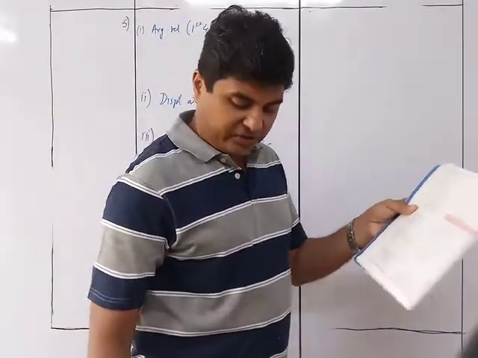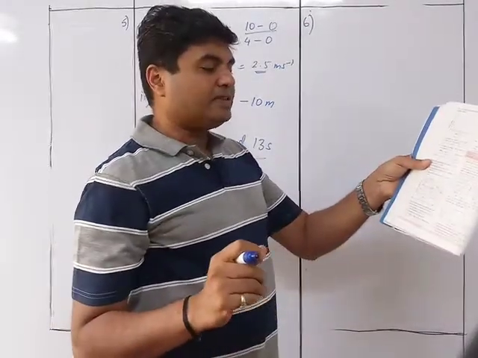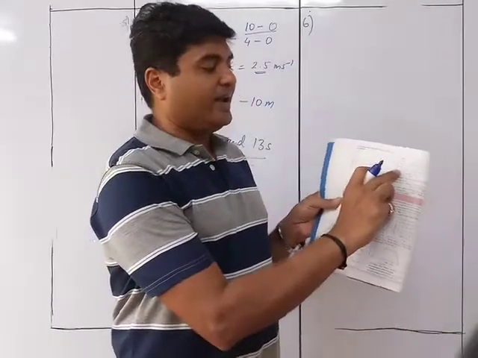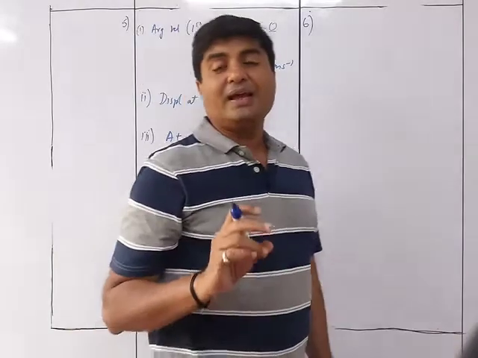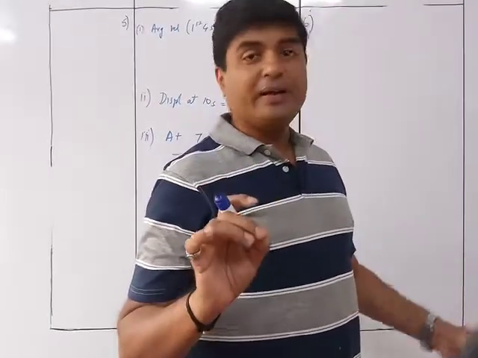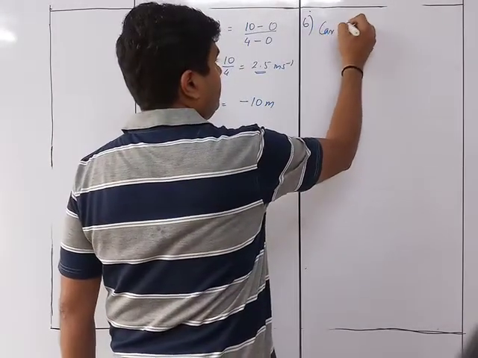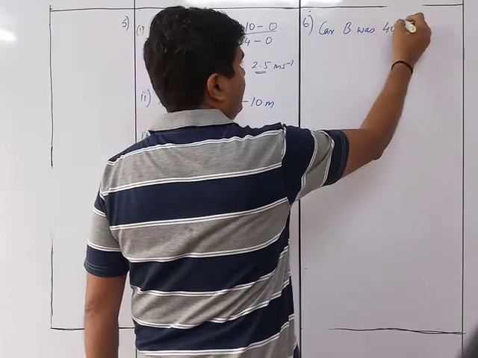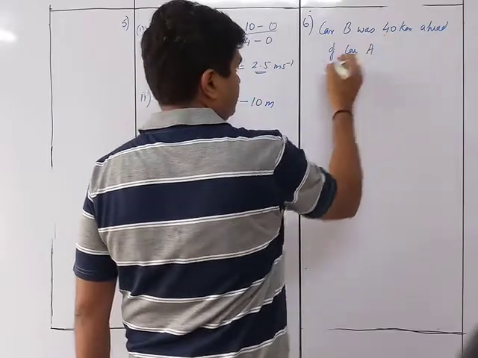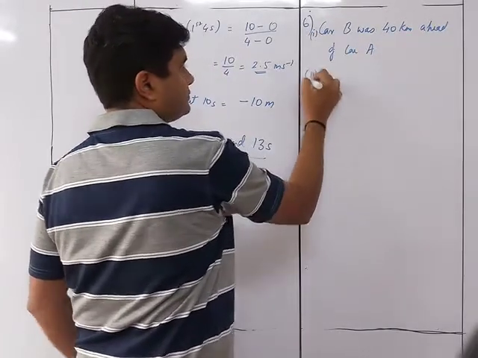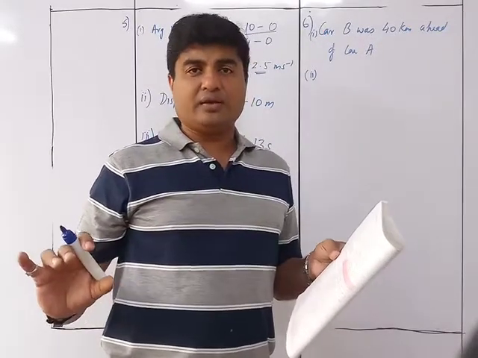So the first question is the distance by which car B was initially ahead. You can see when A was at 0, B was at 40. So initially car B was 40 kilometers away from car A. Okay, so car B was 40 kilometers ahead of car A. That's the first answer. Understood? Just see the graph. There is nothing to calculate. No calculations required.